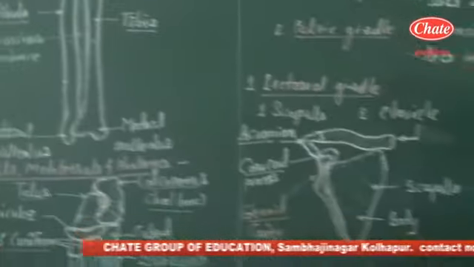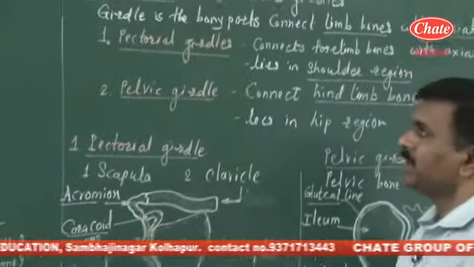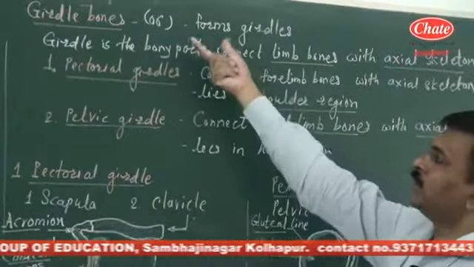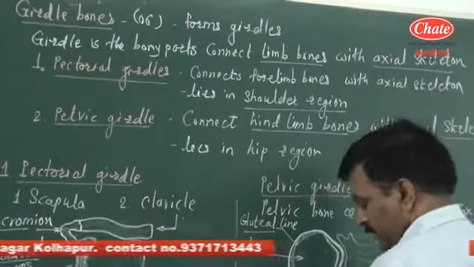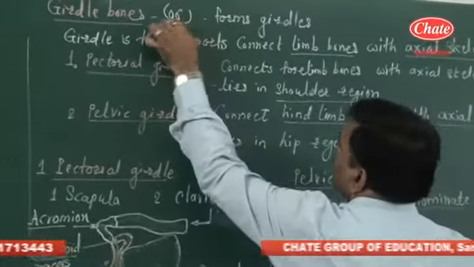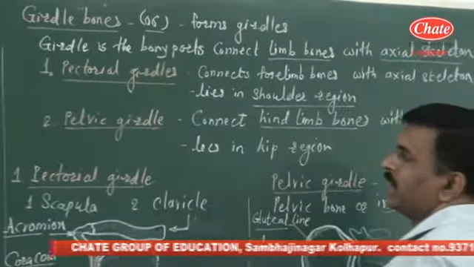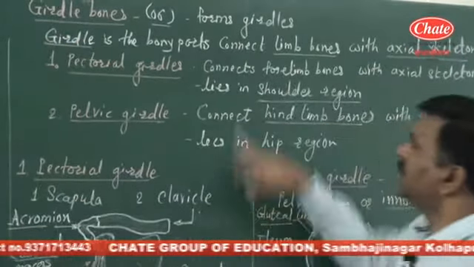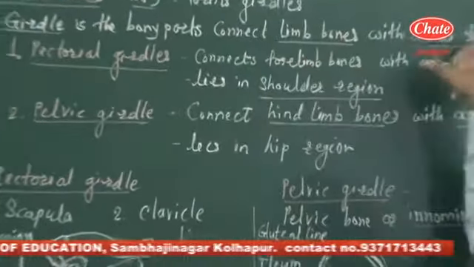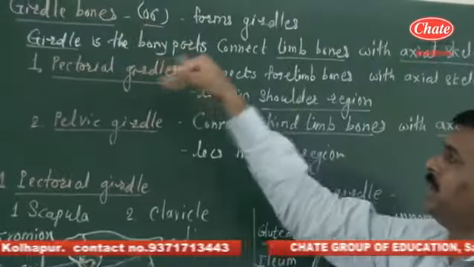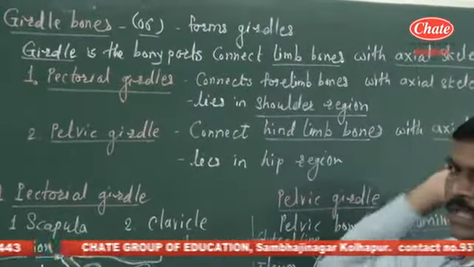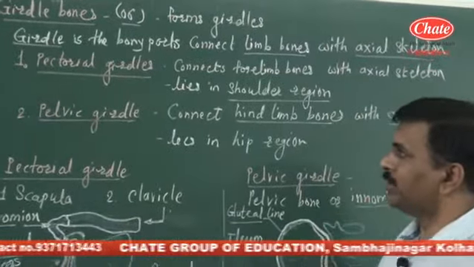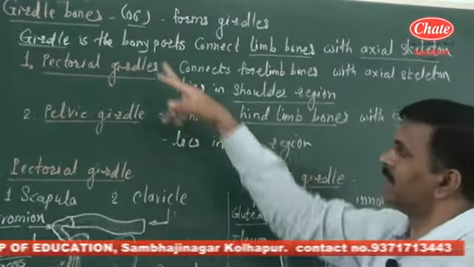Now the next part: the girdle bones. These girdle bones are the second component of the appendicular skeleton. The total number of girdle bones is 6, but they form 2 types of girdles. Now let's clear the term: what is a girdle? A girdle is the bony part that connects limb bones with the axial skeleton. It means the bones present in the forelimbs and hind limbs get connected with the axial skeleton by girdles.